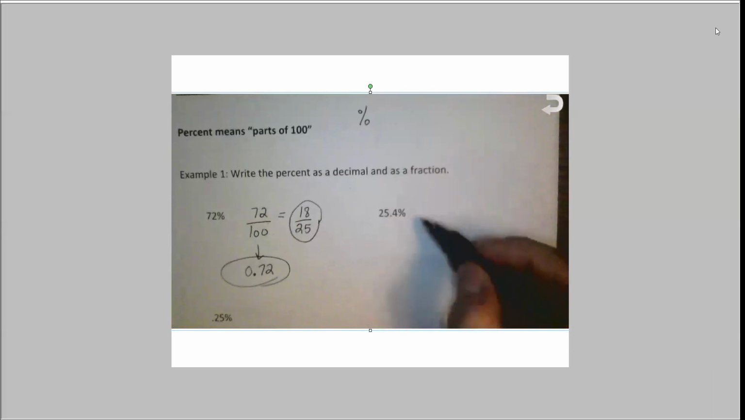I want to show you how to set this one up an alternate way, because this one actually contains a decimal.